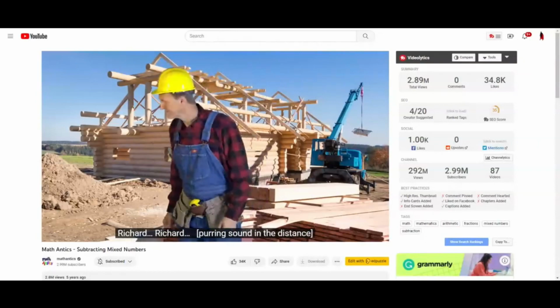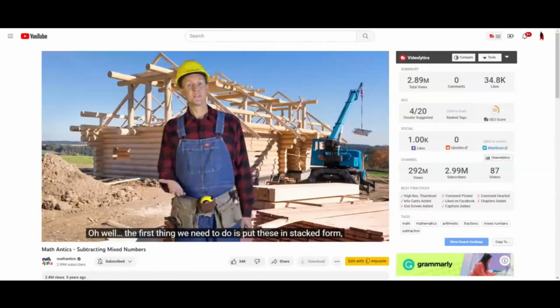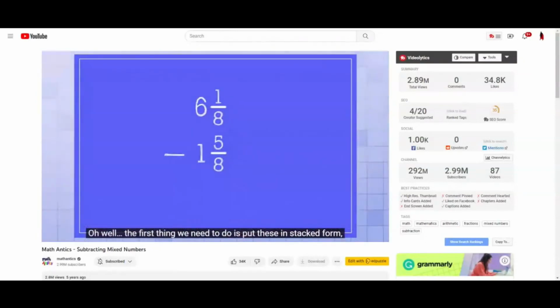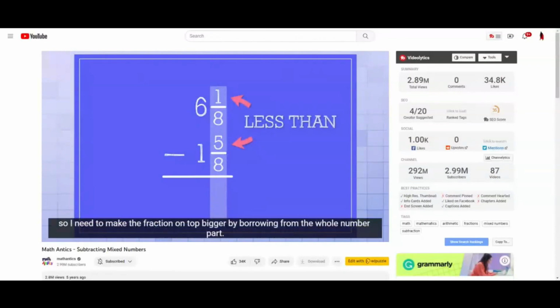Richard? Richard? Oh, well. The first thing we need to do is put these in stacked form, with the number I'm taking away on the bottom. Then I need to subtract the fractions. But I notice that the fraction on top is less than the fraction on the bottom. So I need to make the fraction on top bigger by borrowing from the whole number part.